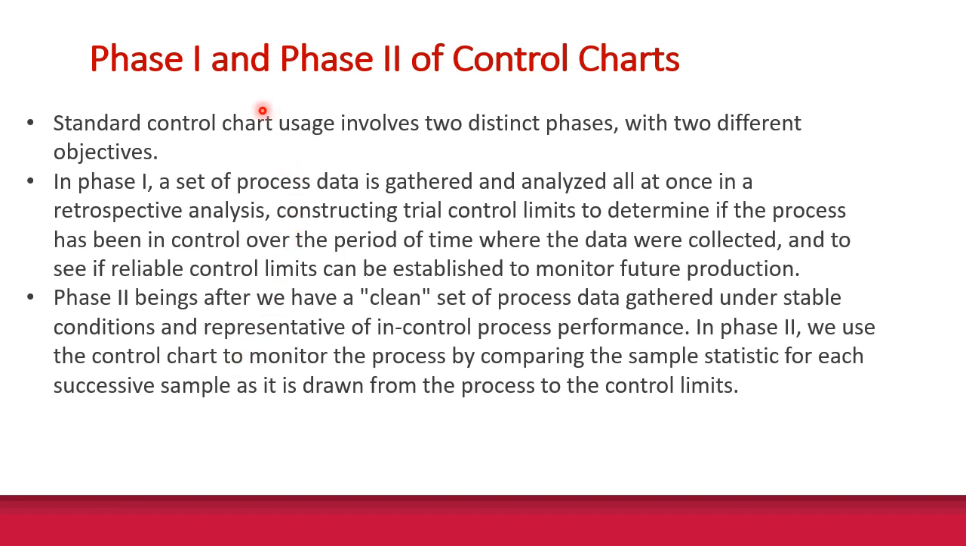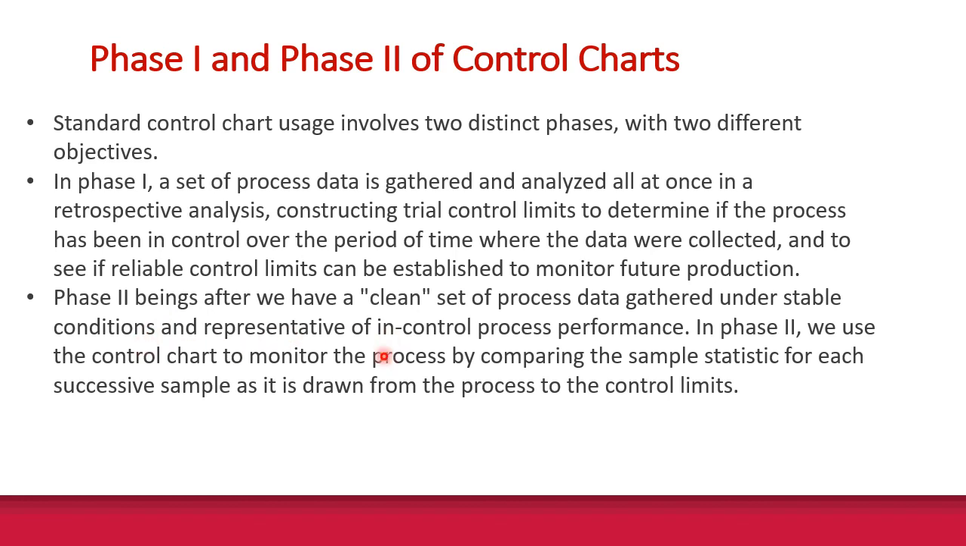So one thing you have here is phase 1 and phase 2 control charts. Standard control chart use involves 2 distinct phases. Phase 1, typically you're initially setting up your procedure. You're plotting your dots. You're trying to figure out if this process is in control at all. Once you get it in control, by eliminating those assignable cause variations, then when you get new data in, you can compare it with something you already have there. That's what's called phase 2 here.